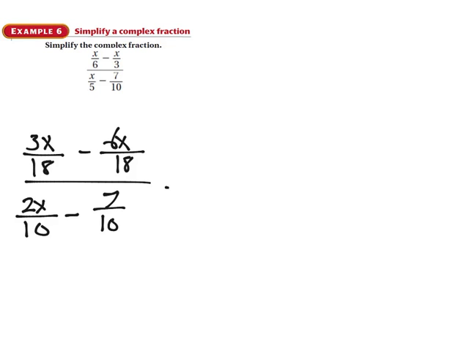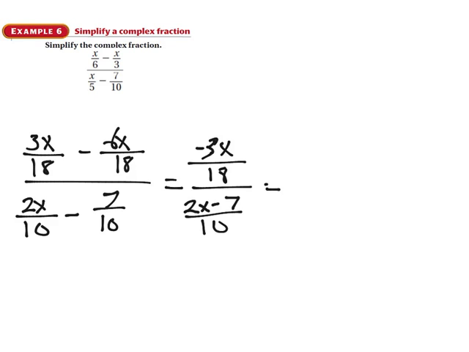You subtract that up, and 3x minus 6x will give you negative 3x over 18, and I messed up. That wasn't the least common multiple, but we'll be fine. And on the bottom, that doesn't simplify. You're going to get 2x minus 7 over 10. The top's actually going to simplify for us. Negative 3x over 18 is actually negative x over 6.